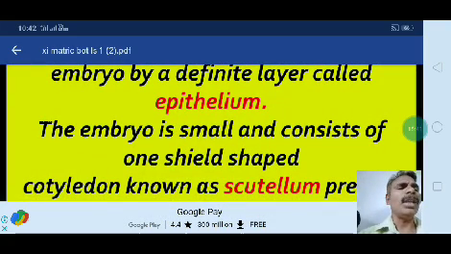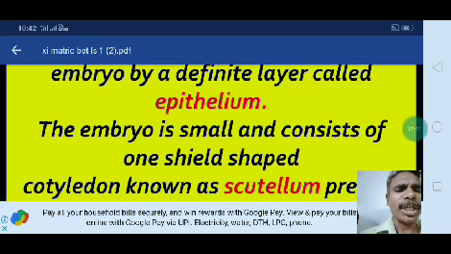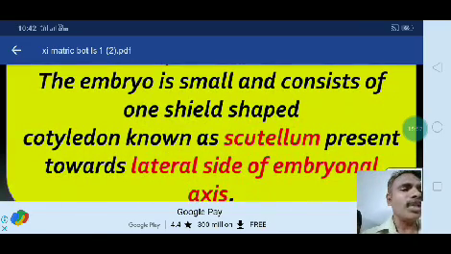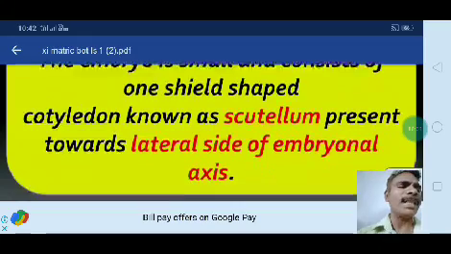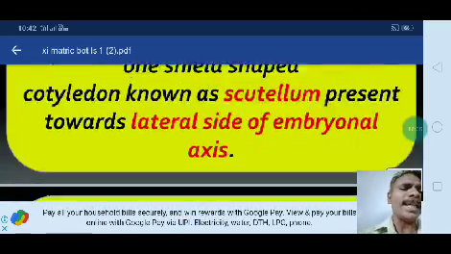The embryo is small and consists of one shield-shaped cotyledon, called the scutellum. You have to underline this, it is very important. The scutellum is present only in monocot plants, towards the lateral side of the embryonal axis.